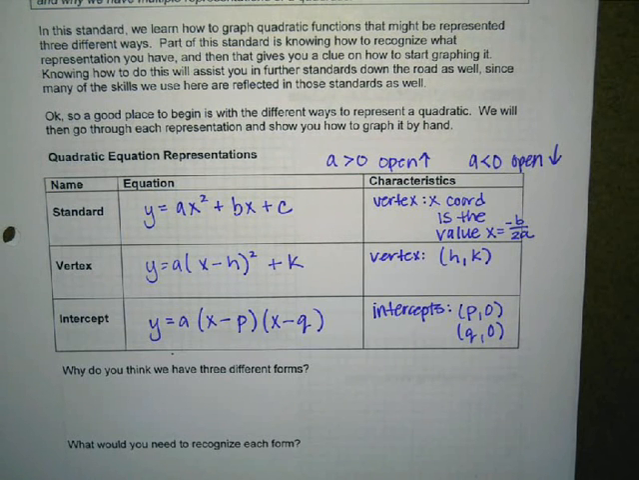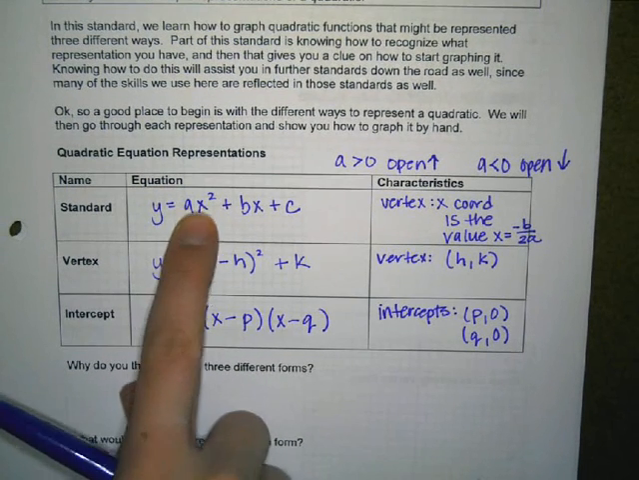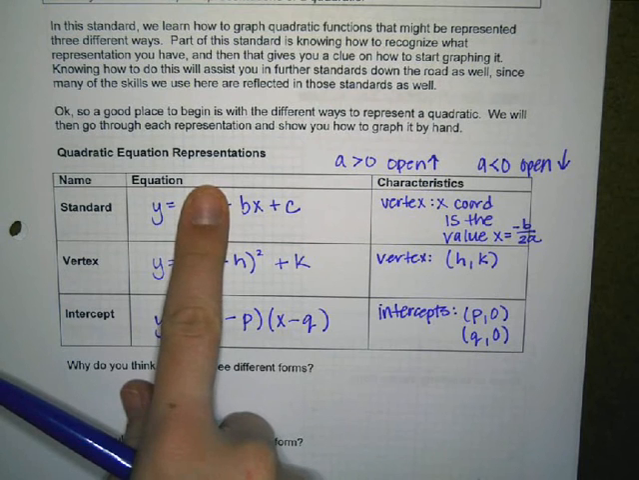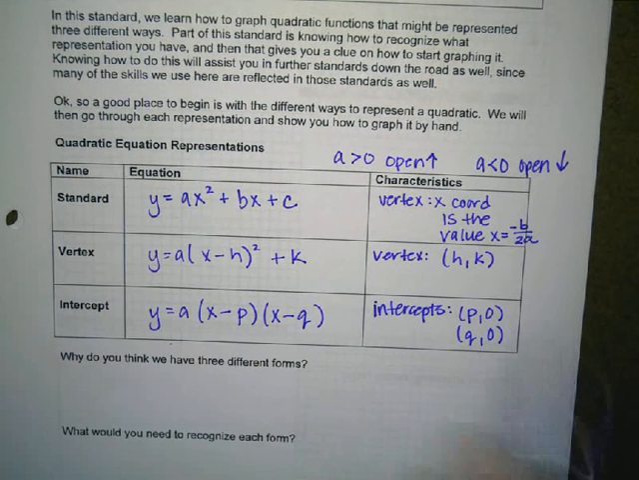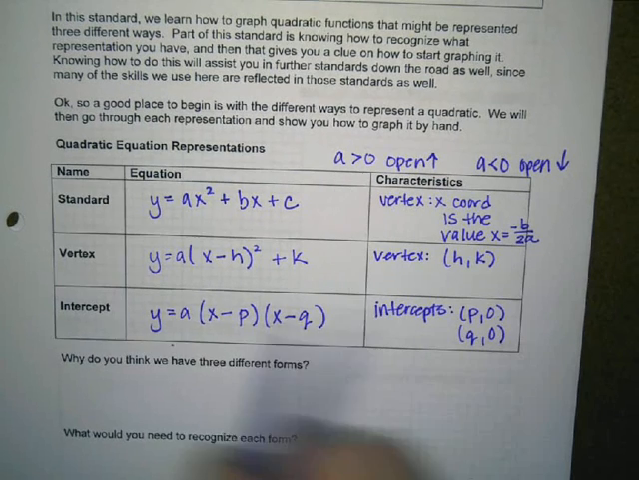Anybody? It'll never be a line. If a is 0, what happens to that first term? It gets rid of it, and then you have a linear, so we no longer have a quadratic. So you can't have a equal 0, but if it's greater than 0, so positive, you open up. If it's negative, you open down.